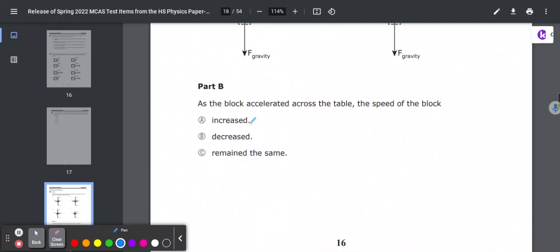Let's move on. Part B: as the block accelerated across the table, since there's a net force on it, the speed obviously increased. So we have our answer, choice A.